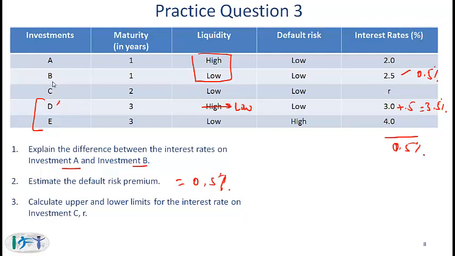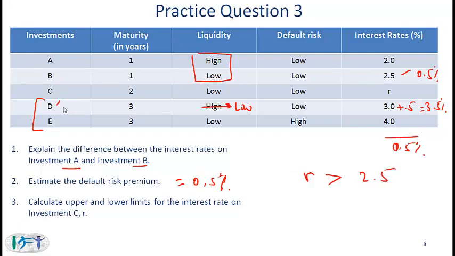Notice that between B and C, the only difference is that C has a longer maturity, which means that the interest rate on C must be greater than B. So we can say that R has to be greater than the return on B, which is 2.5%. So R has to be greater than 2.5.